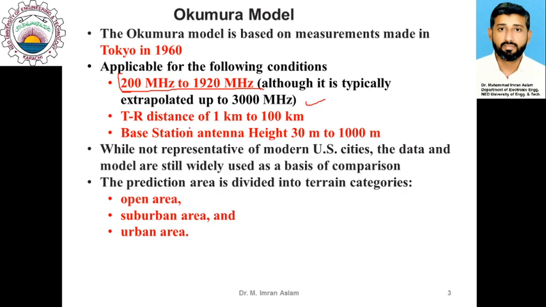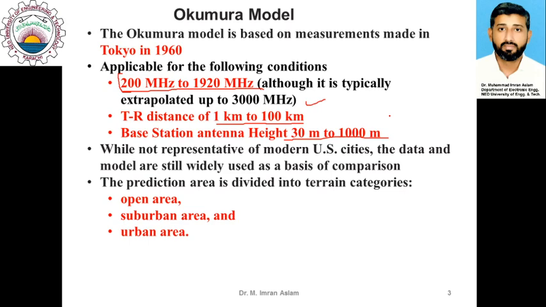The transmitter and receiver separation, because it was an outdoor environment, was relatively large. So measurements were taken in the range of 1 kilometer to 100 kilometers. So this model is typically applicable for this range. The base station antenna heights were from 30 meters to 1000 meters. So different base station antenna heights were also used.